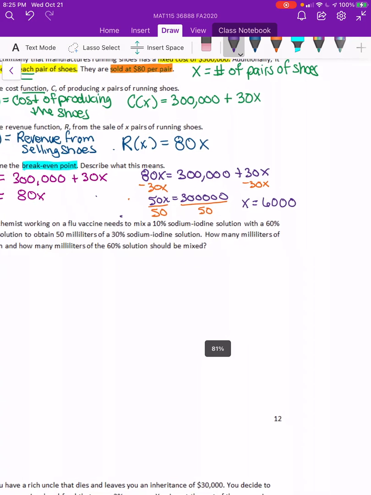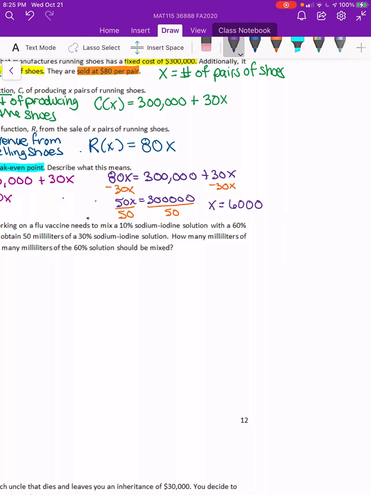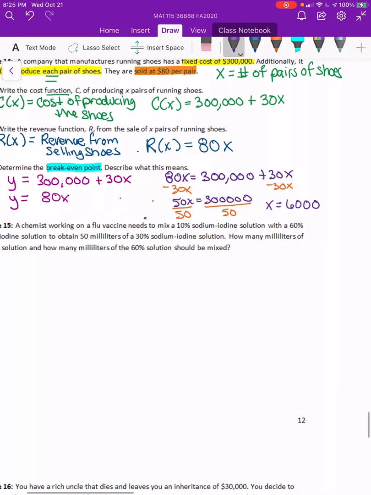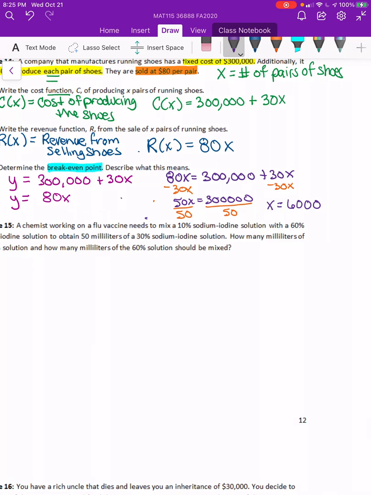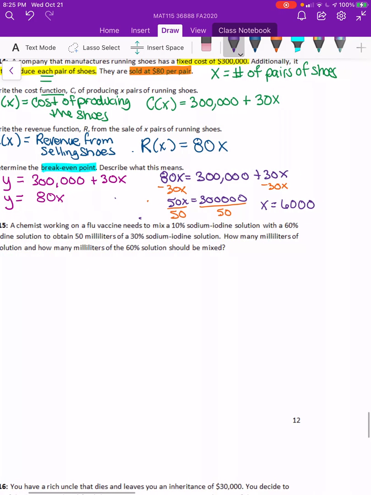Now it says, describe what this means. We need to actually describe what that x is 6,000, what that number is that we have found. Oh, by the way, before we do that, let's figure out what y is, because when we solved a system of equations, we wanted to find x, but we also want to know what y is. So let's do that by back substituting.